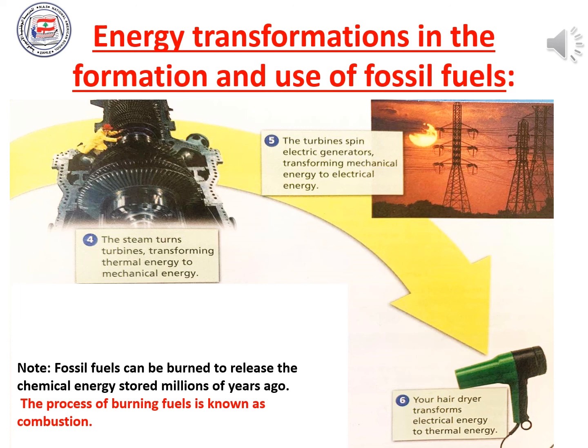It depends on how we use the electricity or the electrical energy that reaches us. So we may use it by a hair dryer, we may use it by a toaster, by a washing machine, by a lamp. So the energy transformation depends on the device that we use. Note, fossil fuels can be burned to release the chemical energy stored millions of years ago, and this process is called combustion. So whenever we burn fossil fuels in order to release the energy stored inside of them millions of years ago, the process is called combustion.